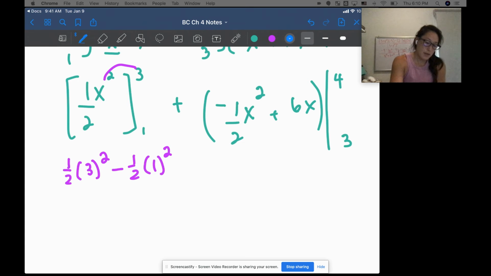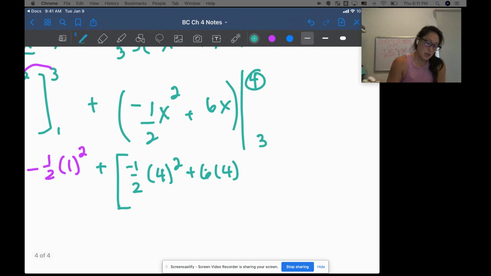Okay? And then the second function, we're going to subtract everything. Whoa, now. Oh, no. We're going to add negative 1/2 times, plug in 4 squared plus 6 times 4. And then we plug in the second bound. Okay, so we have to subtract everything here.